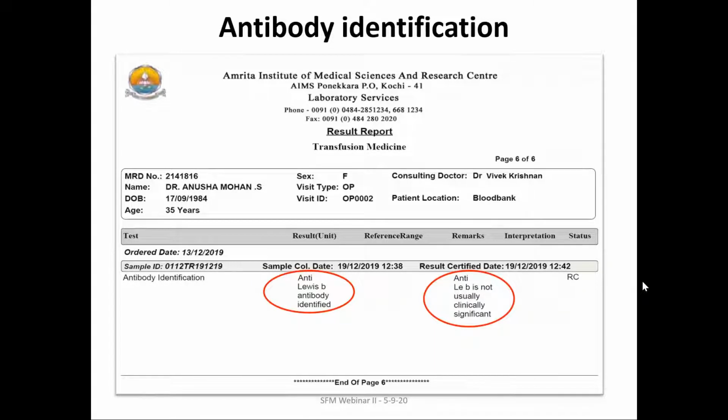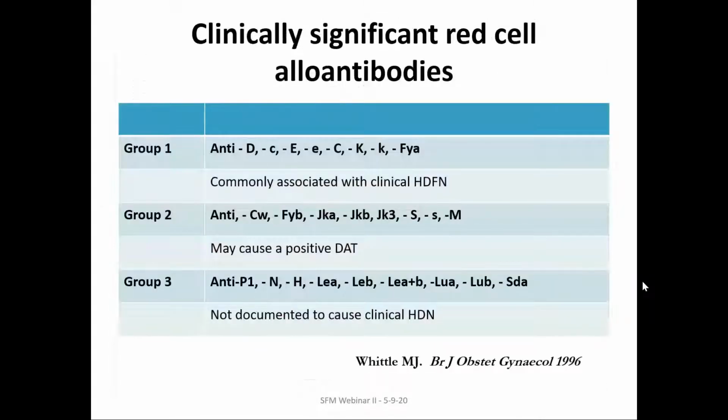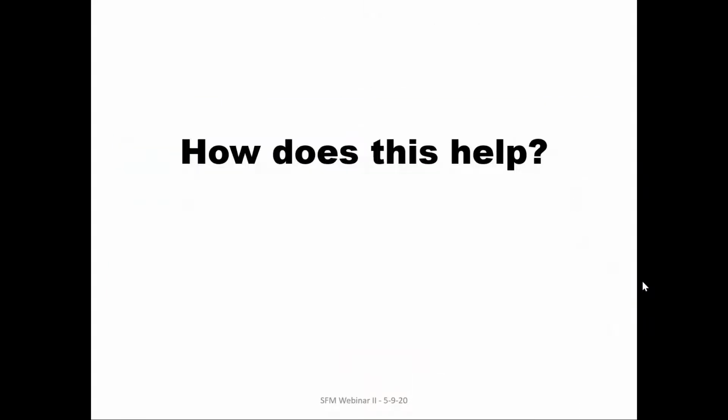Why did she say that? It's because if you go back to this list and see, anti-Lewis antibody is a group 3 antibody. It has never been documented to cause clinical hemolytic disease of the newborn. So how does this information help me? One, my patient need not worry as much because I know that Lewis B antibody is not going to cause severe hemolysis in this baby.